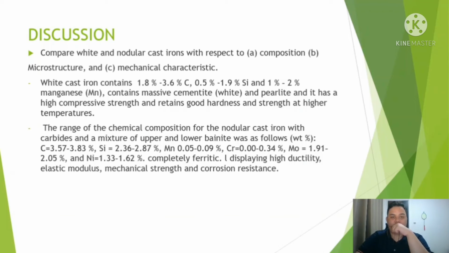And then the range of the chemical composition for the nodular cast iron with a mixture of upper and lower bainite was as follows. They have carbon 3.57 to 3.83%, silicon 2.36 to 2.87, manganese 0.05 to 0.09%, and then 0.0 to 0.3%, and it is completely ferrite.